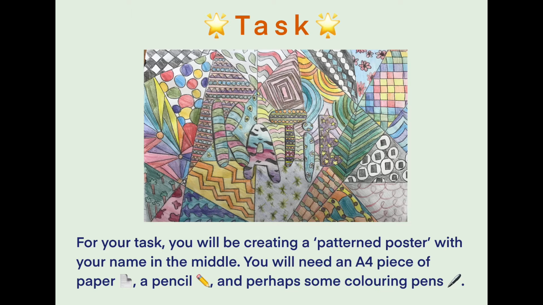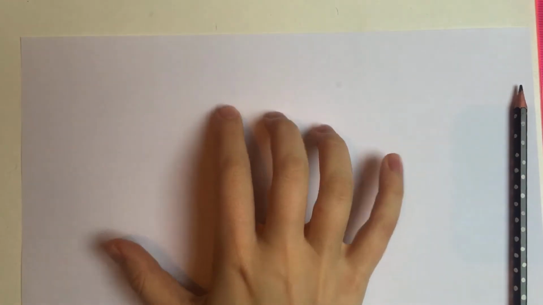And so you know exactly how to make this poster, I've recorded a little video clip of me creating my own poster and I've done a time lapse as well. Hi guys and welcome to this pattern lesson task. So you're going to need a sheet of A4 paper, a pencil. If you have a ruler, that's good, but if not then don't worry.